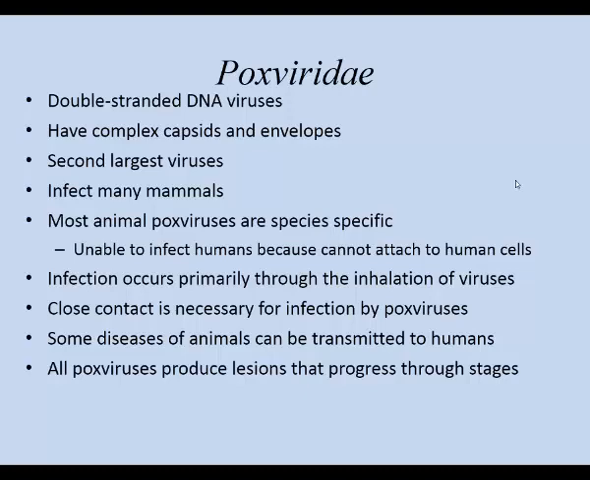Now these are the second largest viruses. They infect many mammals. Most animal pox viruses are also pretty specific, so if it's for a specific animal, it's for a specific animal, not usually able to infect humans, with the inability to attach to human cells. The infection occurs primarily through the inhalation of the virus. Close contact is usually necessary for pox viruses to be transmitted. And there are a few diseases of animals that can be transmitted to humans, but for the most part not. And then all pox viruses produce lesions that progress through many stages, as we're going to see.